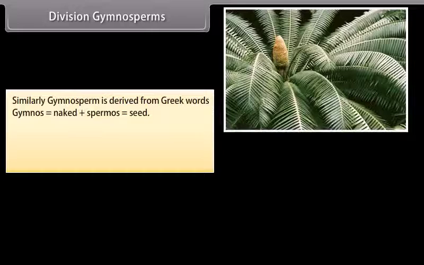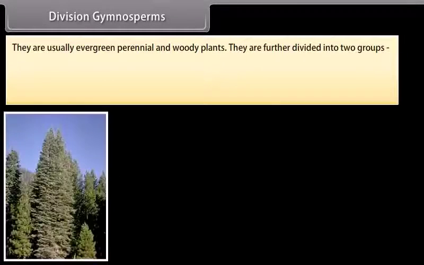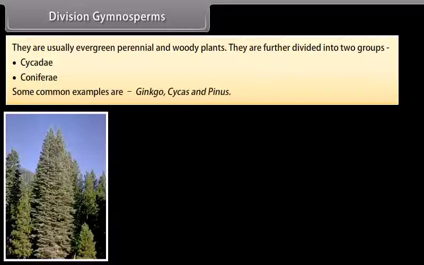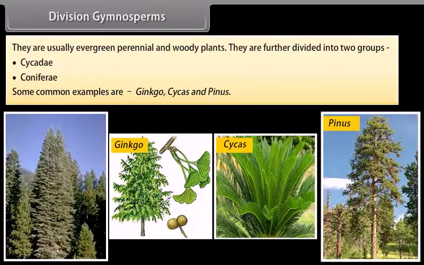Division Gymnosperms. Similarly, gymnosperm is derived from the Greek words gymnos, which means naked, plus spermos, which means seed. Gymnosperms are the most primitive plants and their seeds are simple and naked, that is, seeds are not enclosed inside a fruit. They are usually evergreen perennial and woody plants. They are further divided into two groups: Cycadae and Coniferae. Some common examples are ginkgo, cycas, and pinus.